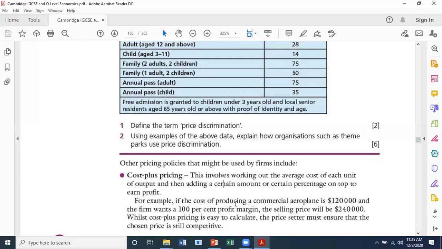For example, if the cost of producing a commercial airplane is 1,20,000 and the firm wants a 100% profit margin, the selling price will be 2,40,000. Whilst cost-plus pricing is easy to calculate, the price setter must ensure that the chosen price is still competitive.